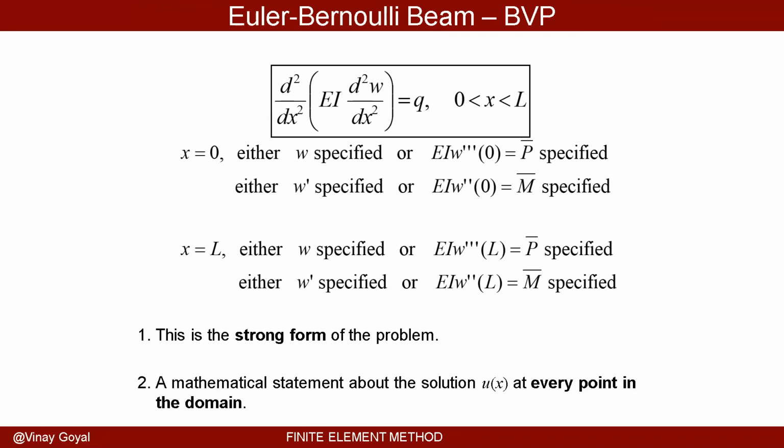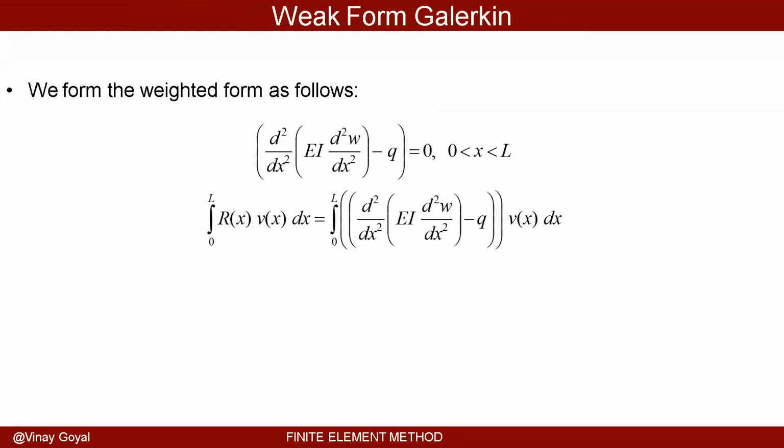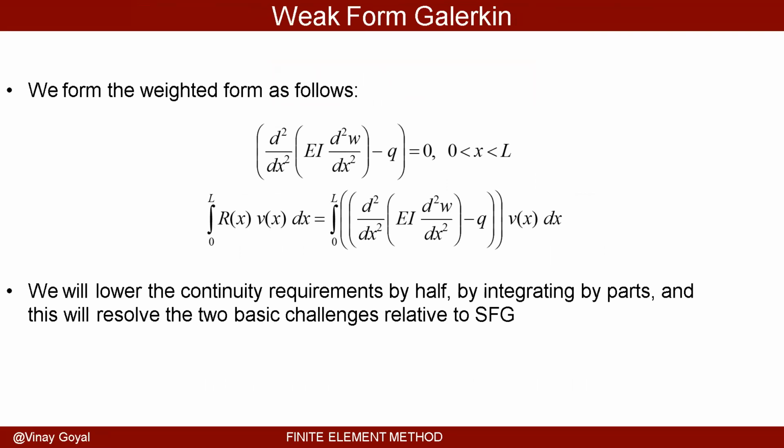I want to point out that this is the strong form of the problem. And that is a mathematical statement about the solution at every point in the domain. Here, this should be W of x. I apologize. And so what I'm going to do now is derive the weak form Galerkin. And we learned that deriving the weak form Galerkin has several advantages. We could have just stuck with the strong form Galerkin as extensively discussed in my book. We have several examples that show that.